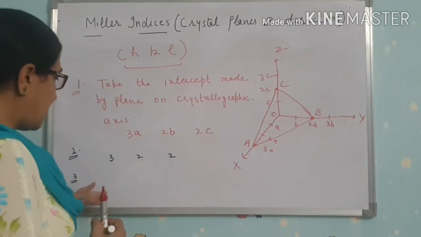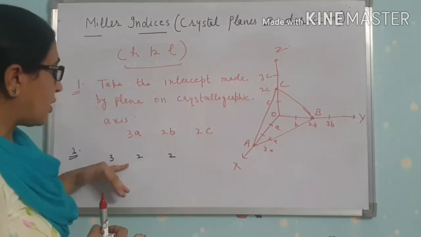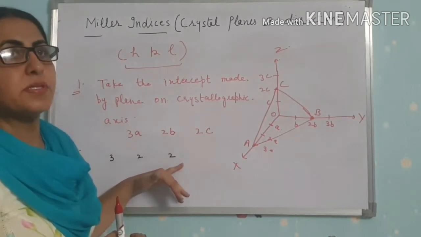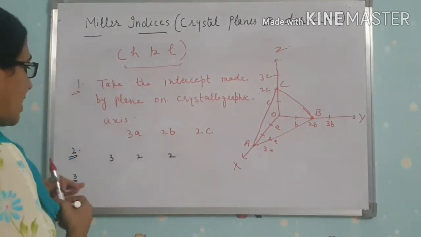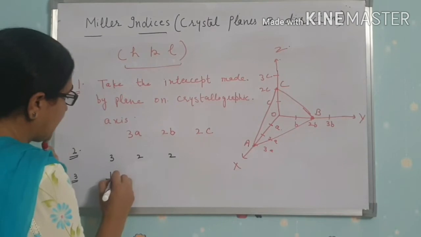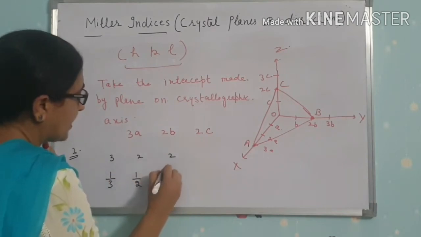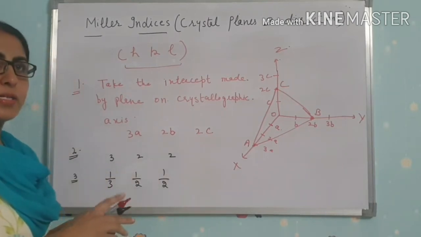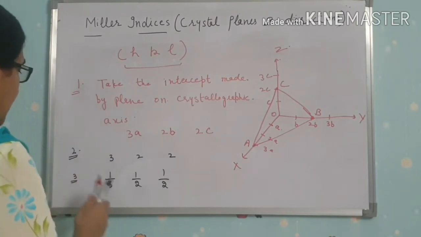Okay? And the third step is to take the reciprocal of these intercepts. So what are the reciprocals of these intercepts? That is 1 by 3, 1 by 2 and 1 by 2. Clear? This is the third step.